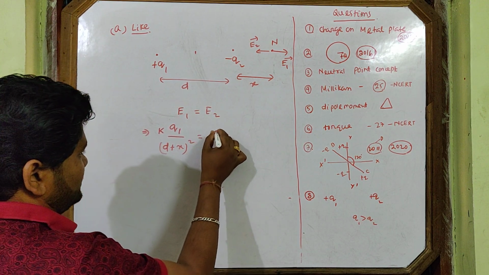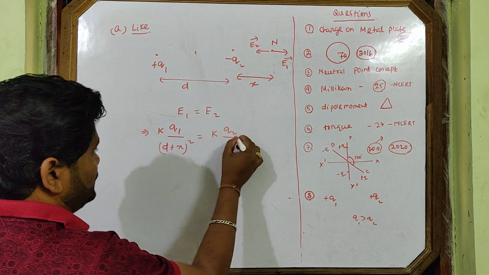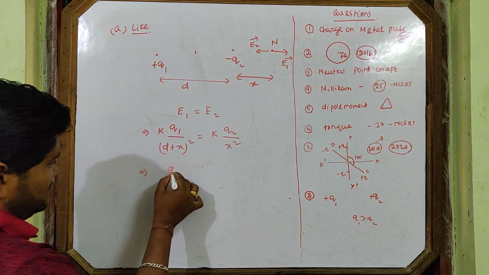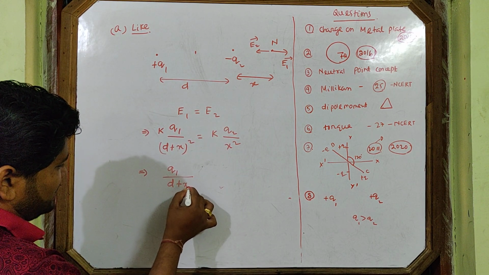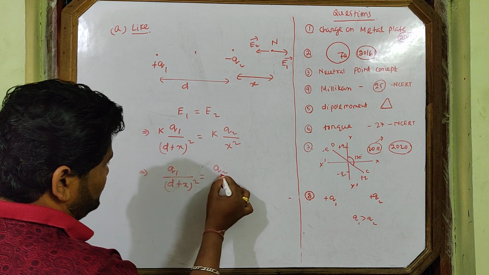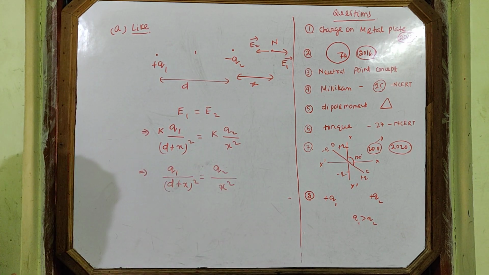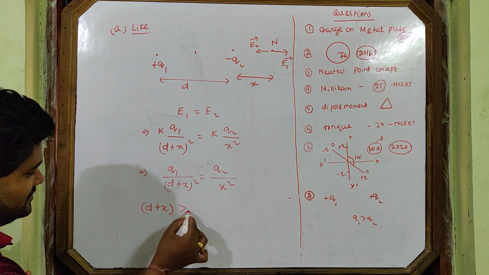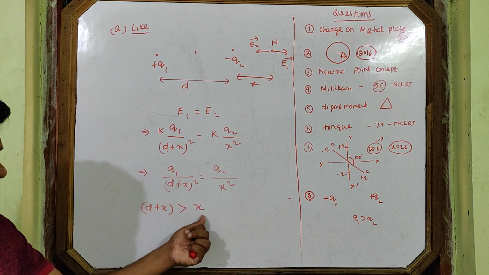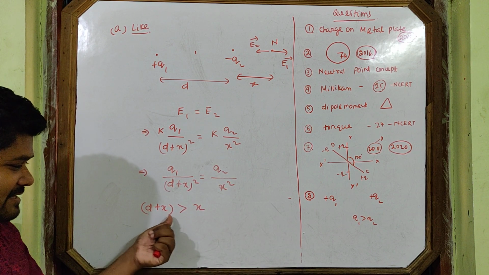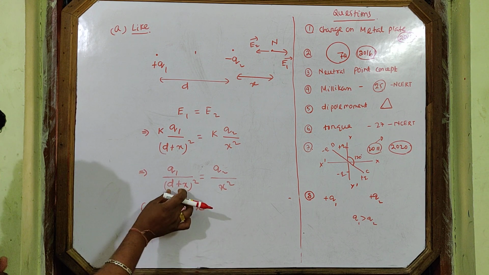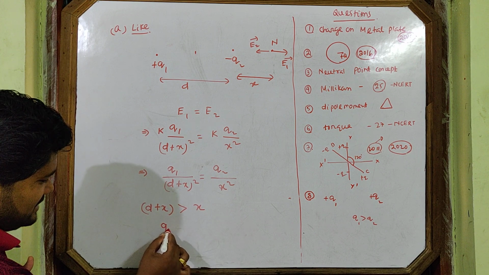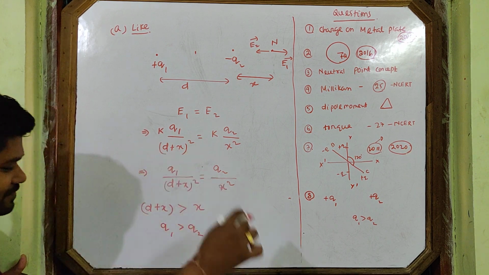D plus x square. For Q2, what is the distance? X square. Now see, Q1 by (D plus x) square, Q2 by x square. What you see here? D plus x must be greater than x. You can't deny. If D plus x is greater, the denominator is greater, and the numerator also will be greater. That means Q1 is greater than Q2.